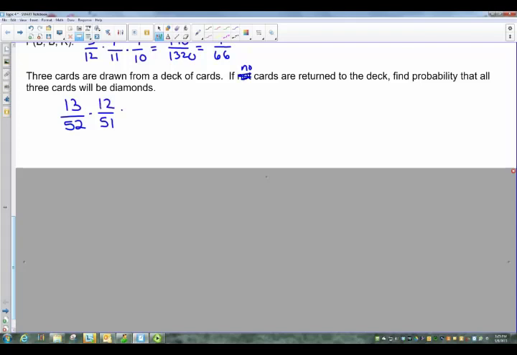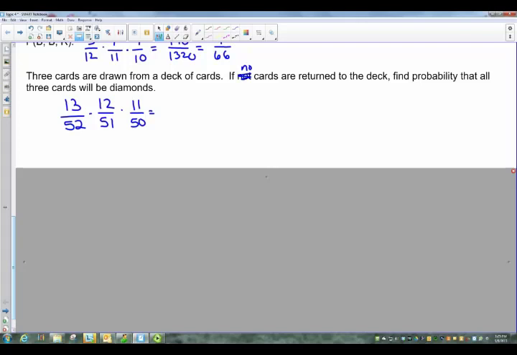Okay? Then you pull a third card. Well, there's no 13 diamonds. There's no 12 diamonds. We're down to now 11 because we've already taken 2 out, and we are left with 50 cards in the deck. So there is your setup for this type of problem. And now you just multiply out.